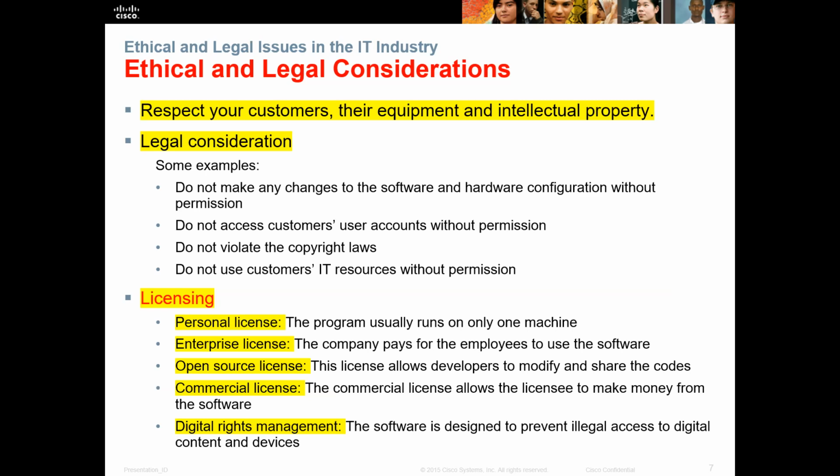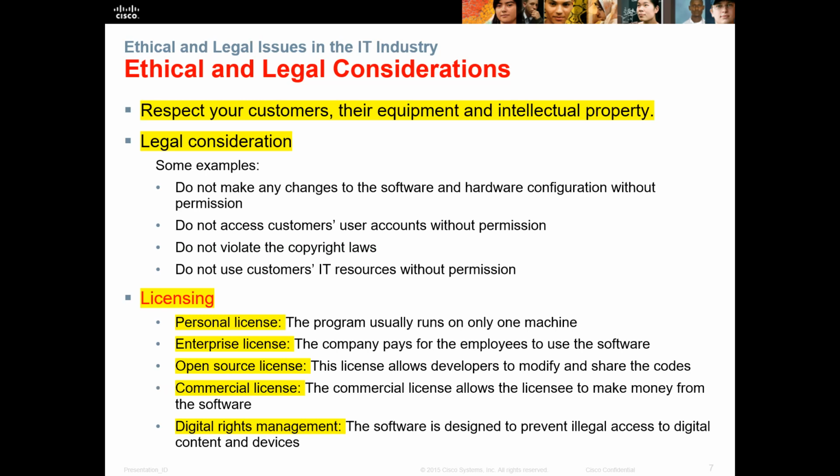For example, if our laptop or mobile or our PC has a problem, whenever we go for some services, the technician has to ask permission, whether they can change any equipment or anything they want to do with our devices. Do not access user accounts without permission. You are not supposed to go into the user accounts without their permission.